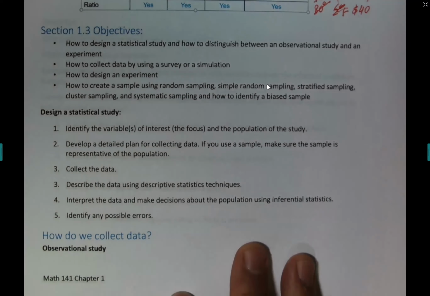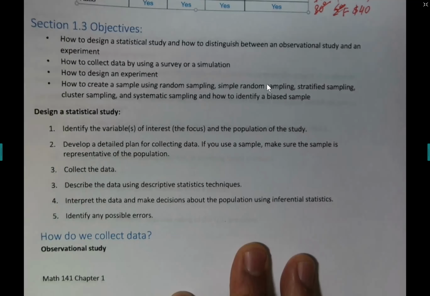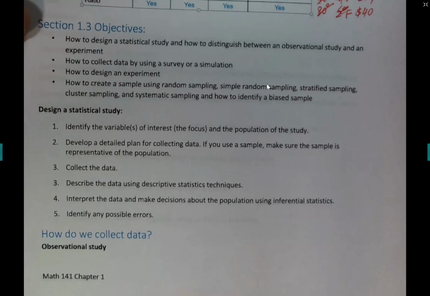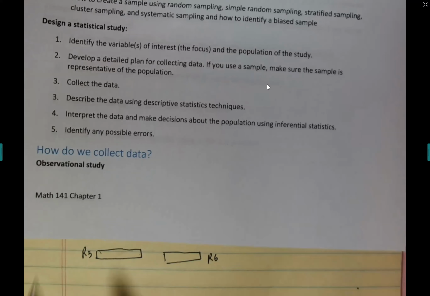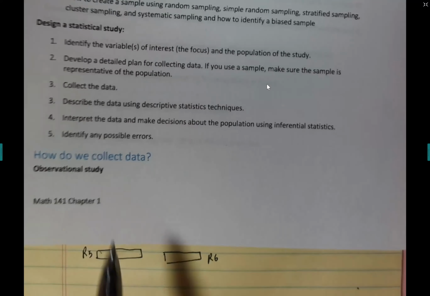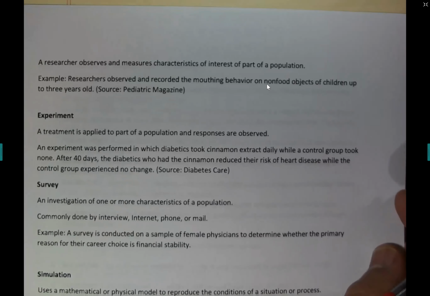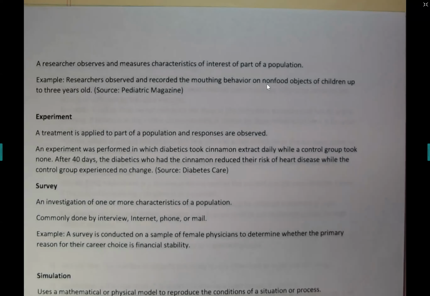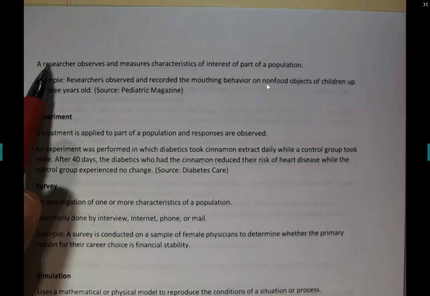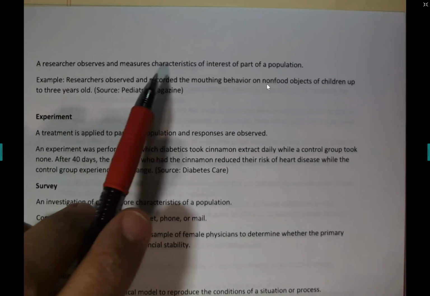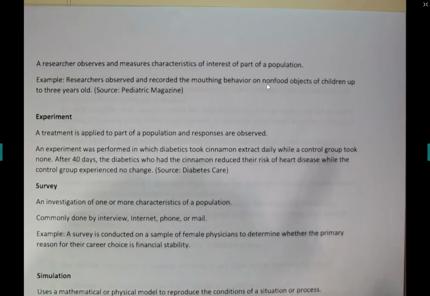Okay. How do we collect data? There are 4 methods of collecting data, and we're going to learn about each one of them. The first one is called an observational study. And let me show you an example right away. Here's what an observational study means. A researcher observes and measures characteristics of interest of part of the population. The guy will sit down and take notes. That's what an observational study is. You just observe and take notes. And here's an example.